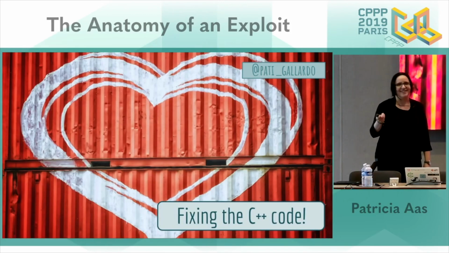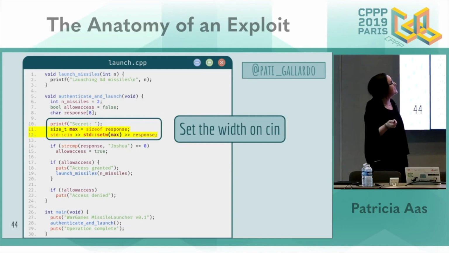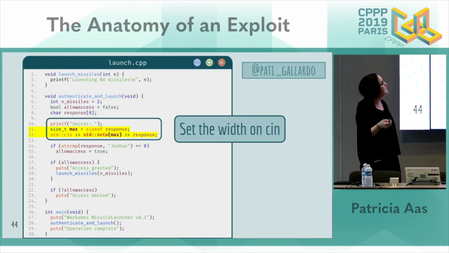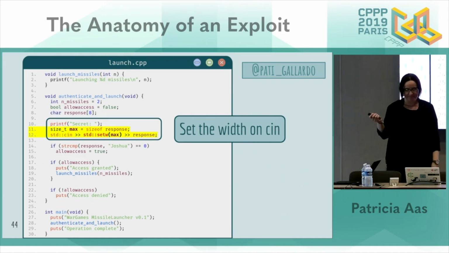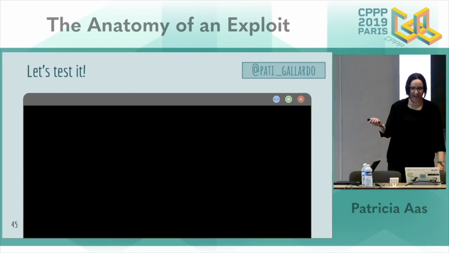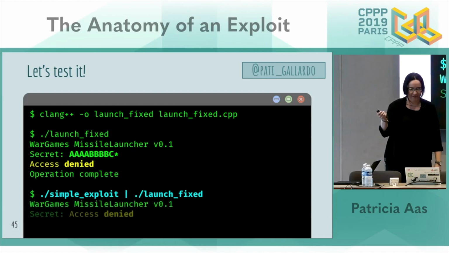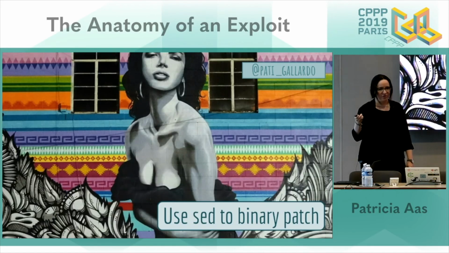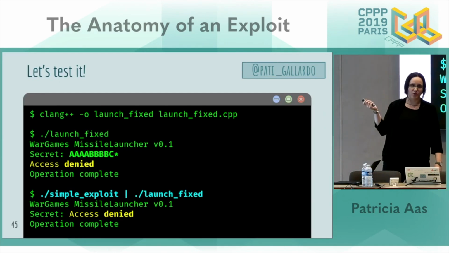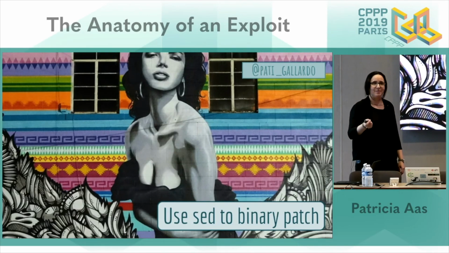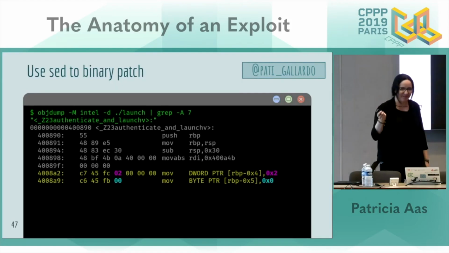Awesome. Okay, so now we have to fix the C++ code. And one way that you can do that is you can set width on cin. And you do that with this std::setw(max). But if we do that, unfortunately, our code stops working. So that's too bad. So now to undo the fix, to make it broken again, we can use sed to binary patch our binary. So let's do that to make it broken again.